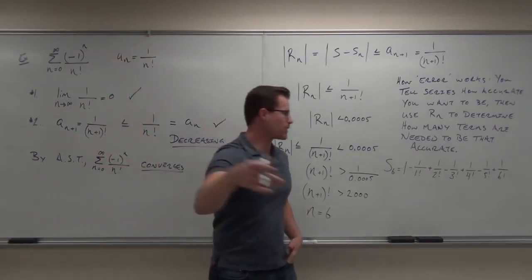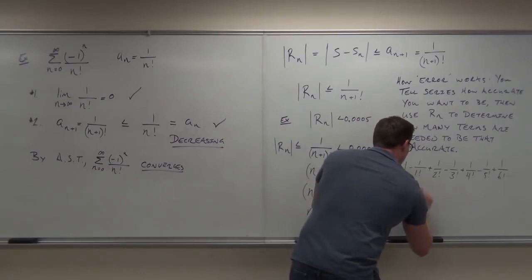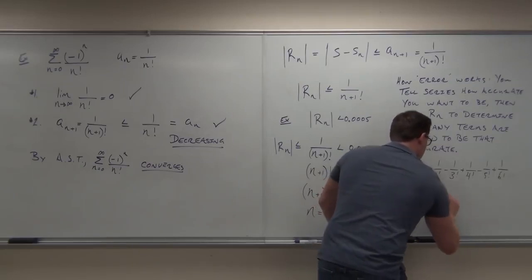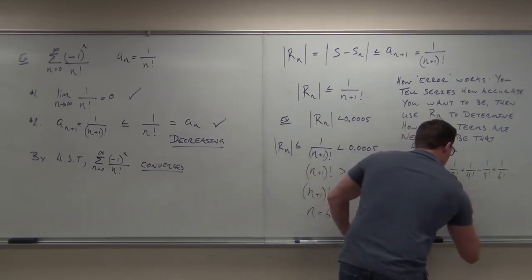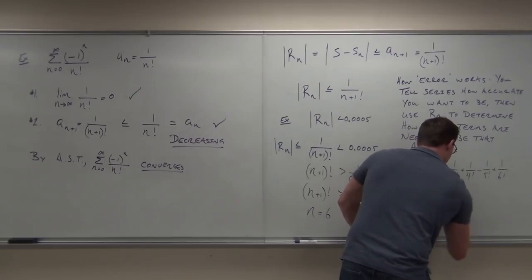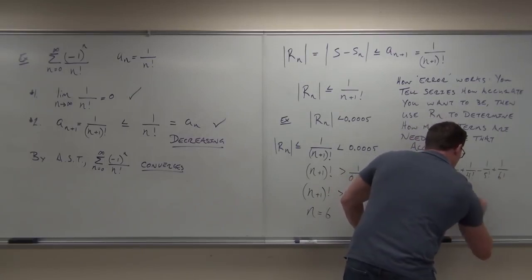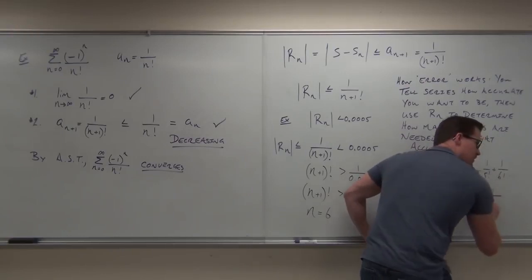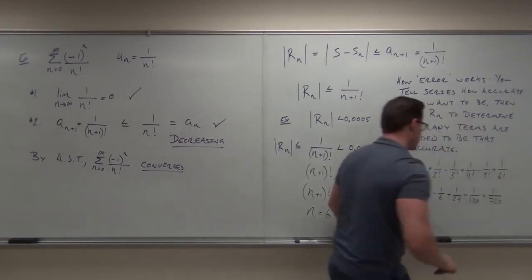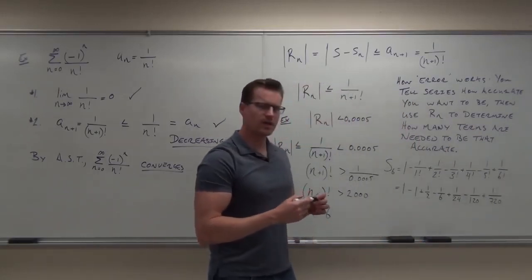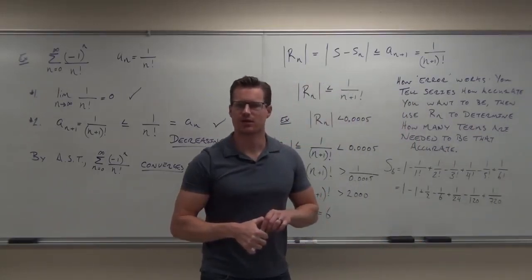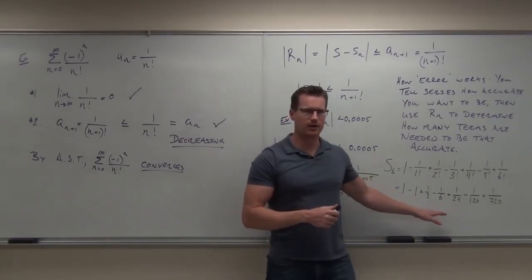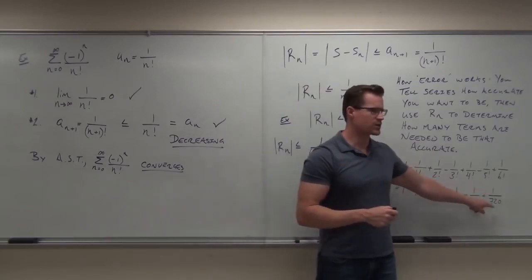Okay, so let's figure out what it is. This is 1 minus 1 plus 1/2 minus 1/6 plus 1/24 minus 1/120 plus 1 over 720. You can really see the error taking place right now. Are you okay getting that far? Did I get it right? Yes.